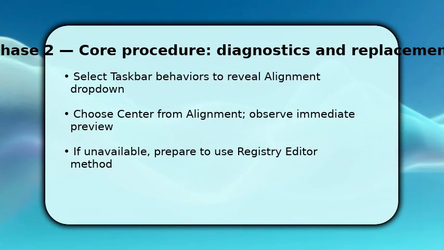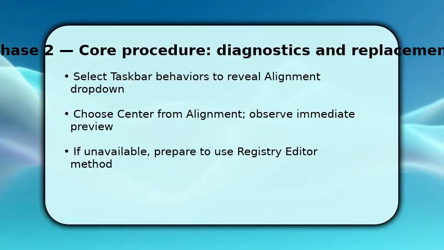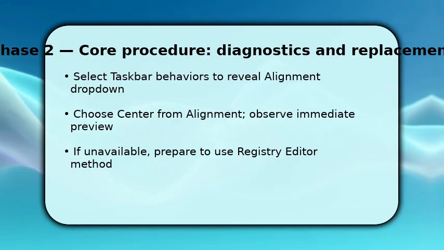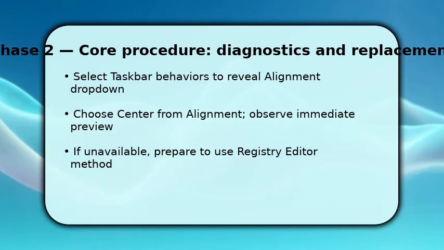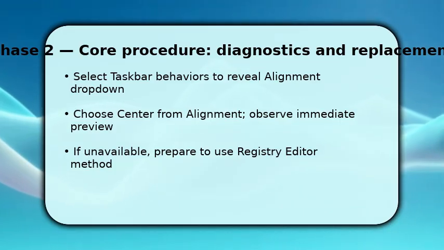Now you'll change the actual alignment setting. In Taskbar, click Taskbar Behaviors to expand that section. You'll find an alignment dropdown. Select Center and watch the taskbar icons move. This is immediate feedback, and it's how Windows 11 centers your Start and app icons.